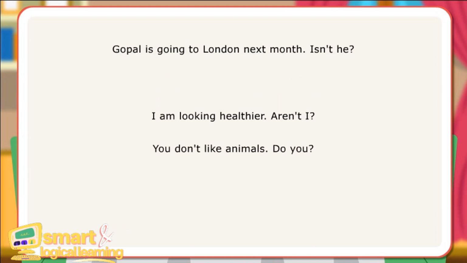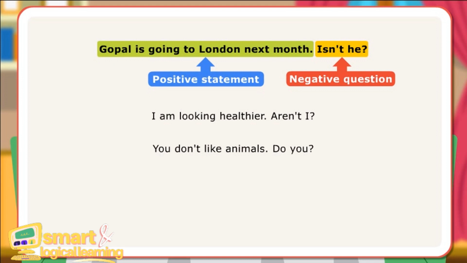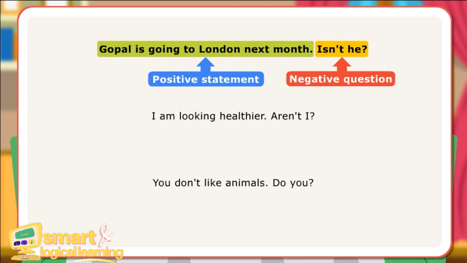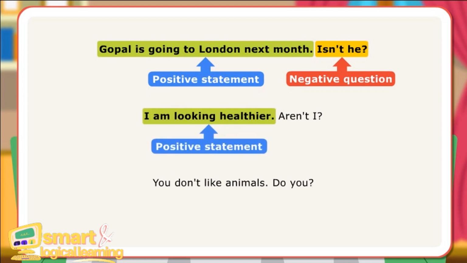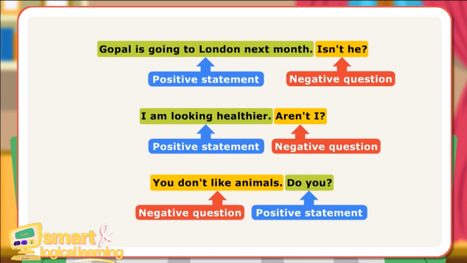In the first sentence, a negative question tag, isn't it, is used after a positive statement. In the second sentence, a positive statement is followed by a negative question tag, aren't I? In the third sentence, do you, a positive question tag is used with a negative statement.